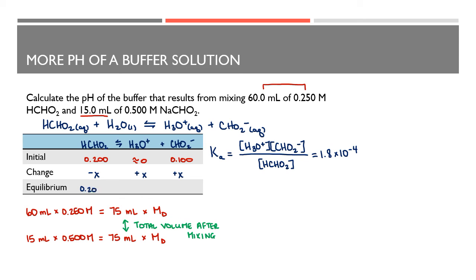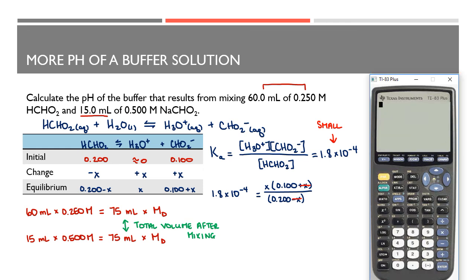Now the changes are found using the stoichiometry or the coefficients. So we have the negative x's and the plus x's, and then I sum up my columns, so I get 0.200 minus x, x, and 0.100 plus x. So my equilibrium constant expression, I substitute the values in, so I get 1.8 times 10 to the negative fourth equals x times 0.100 plus x over 0.200 minus x. Now the Ka for this is pretty small. It's not that small, but it's small enough where I can make the approximations of removing the plus x and minus x from my equations, and that makes my math a whole lot easier.